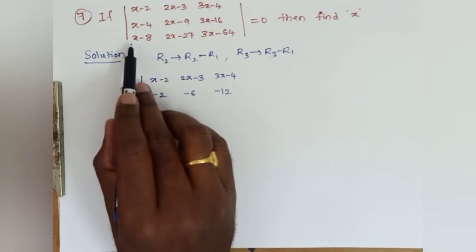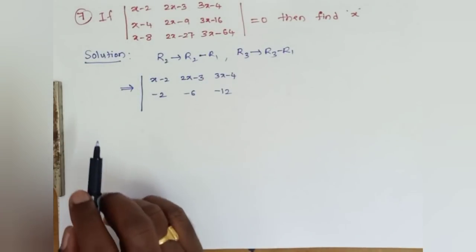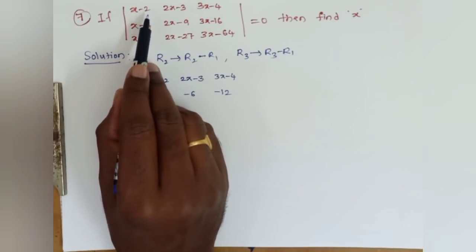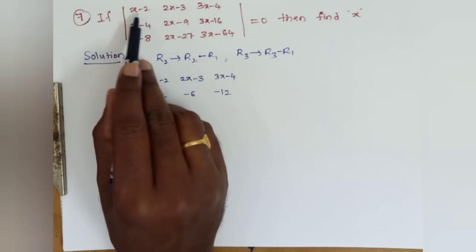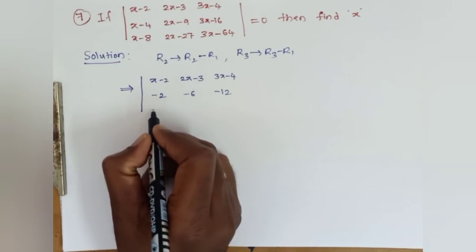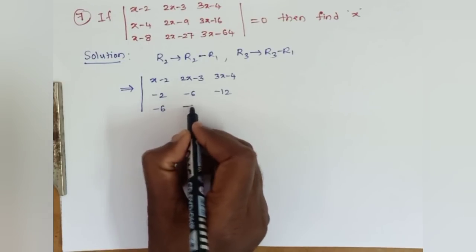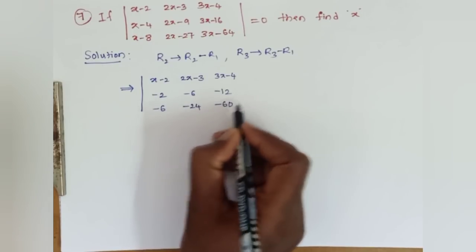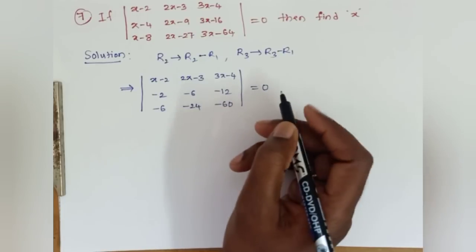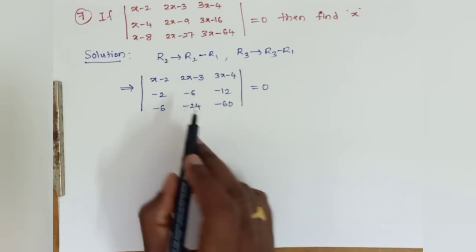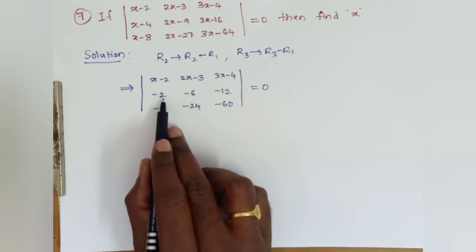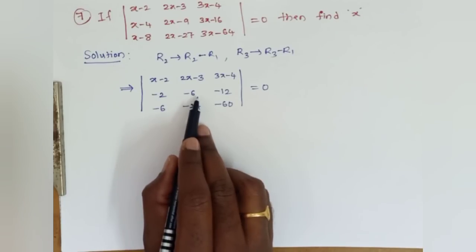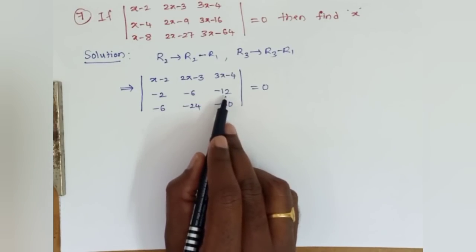In the same way, row 3 elements minus row 1 elements, means it is x minus 8 minus x plus 2, means it is minus of x minus 2, means minus x and plus 2. So therefore this is minus 6, and it is minus 24, and this is minus 60. So this is equal to 0. Now observe the second row. It is minus 2, minus 6 and minus 12. So that is minus 2 into 1, minus 2 into 3, and this can be written as minus 2 into 6.